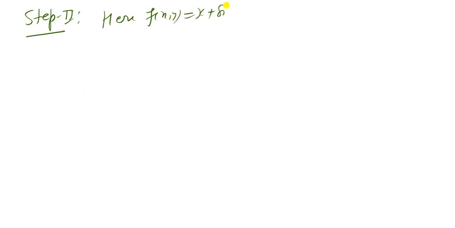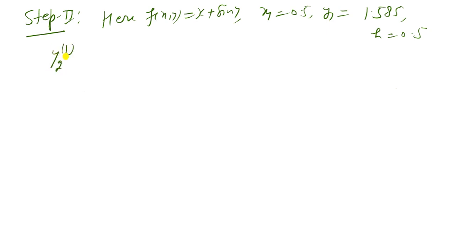Now in step 2, here f of xy is x plus sin y, x1 is 0.5, y1 is 1.585 and given step size h is equal to 0.5. Then using the modify Euler's method, first compute the value of the y21. y21 is equal to y1 plus h times of f x1 y1.